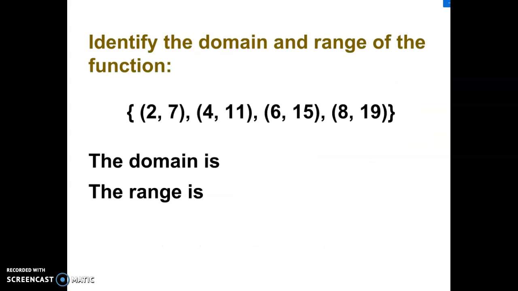Okay, so just take a moment. I'm going to pause. Just take a moment and list the domain and range for this problem.